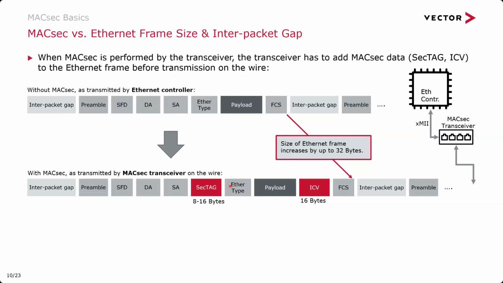Now, one other topic that often arises is the inter-packet gap. The problem here is basically that if we are doing MACsec, like it is being done currently quite often in a transceiver, then the data that is being transmitted on the wire will contain this additional MACsec information, like this ICV here, or this SecTAG that I just showed. But the payload that is being seen by the Ethernet controller will not, because the MACsec transceiver will take care of all of this. So that's actually a quite nice property. You can retrofit a MACsec capable transceiver on an existing ECU design. But it means that what the Ethernet controller sees will be different than what is actually transmitted on the wire.